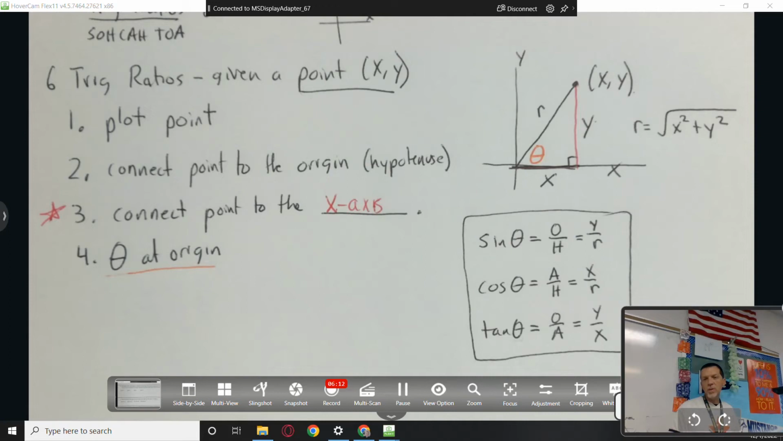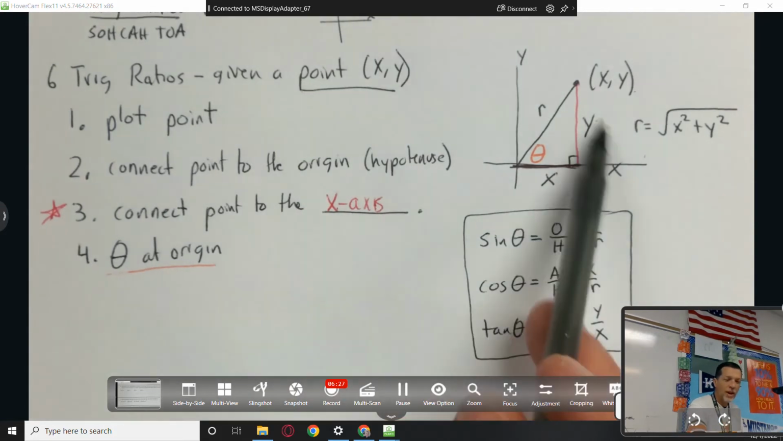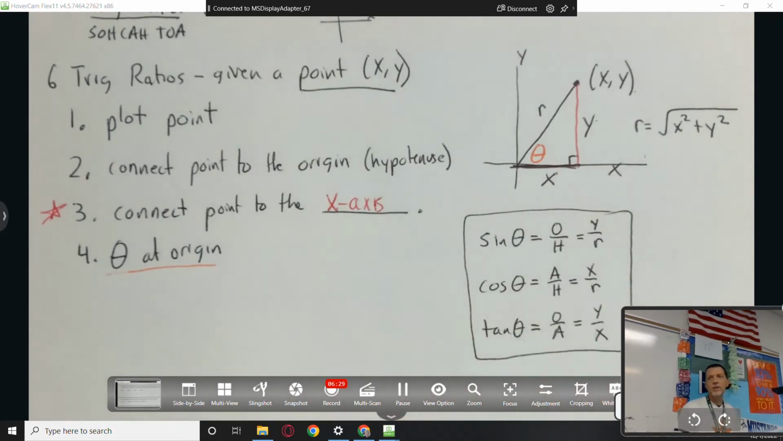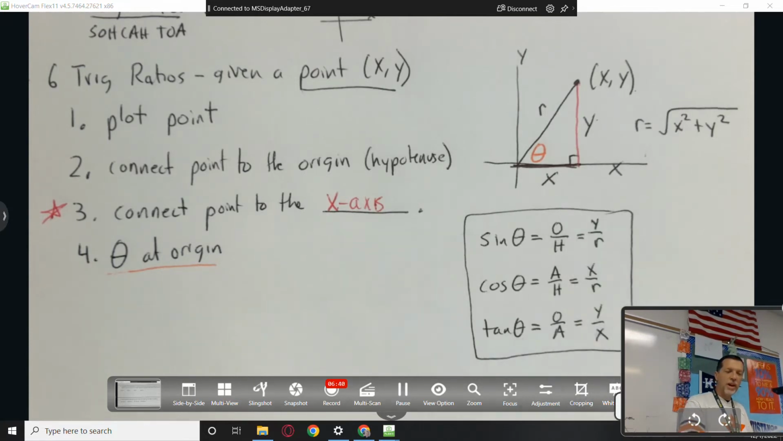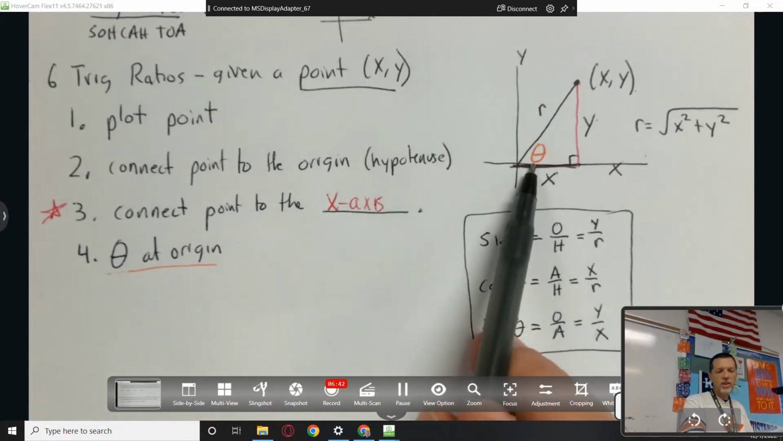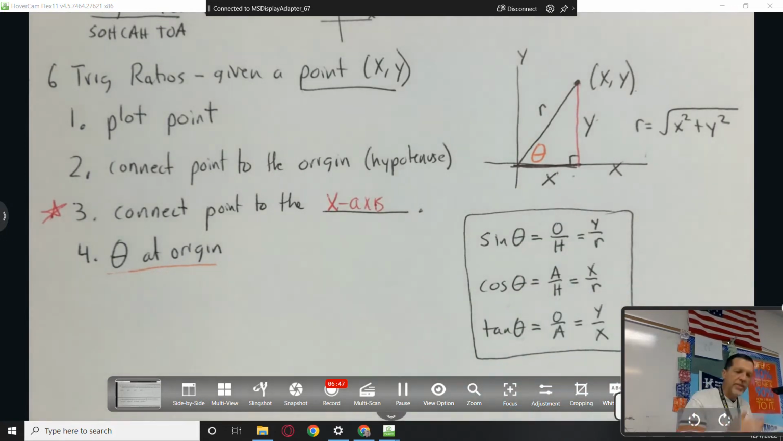Alright, some people will memorize sort of the new set of ratios, y over r, x over r, y over x. I think most students don't memorize those, they just stick with SOHCAHTOA. And as long as you made the triangle correctly, SOHCAHTOA will work. So most people go with that. They don't memorize a new set of ratios. It's like, I already know SOHCAHTOA, that works for me, I will use that, so that's fine. Just be careful, you've got to have your angle at the origin, and you've got to make sure you connected it to the x-axis. That's what makes SOHCAHTOA work.